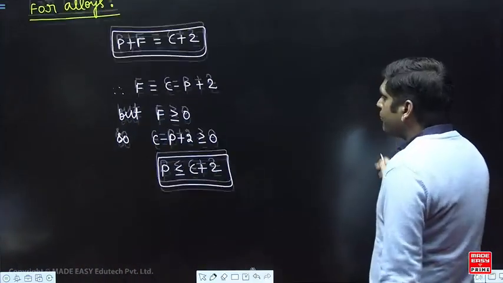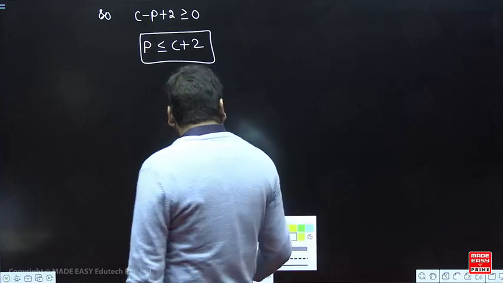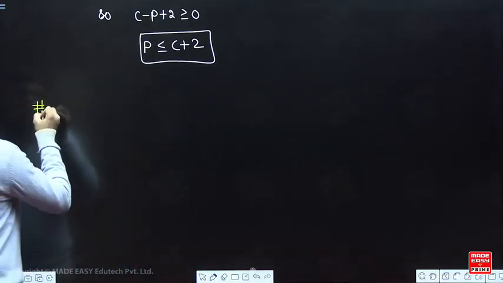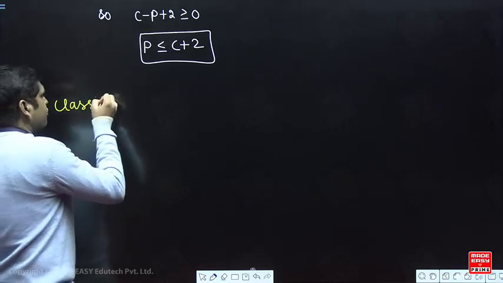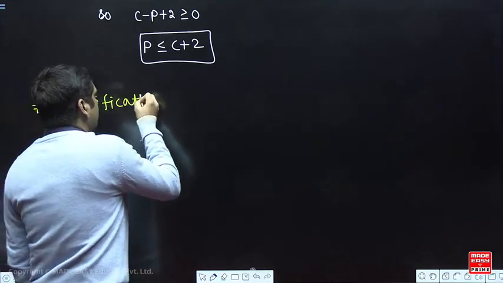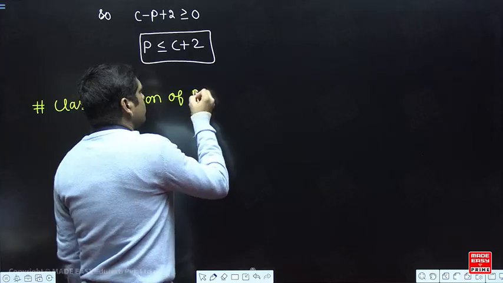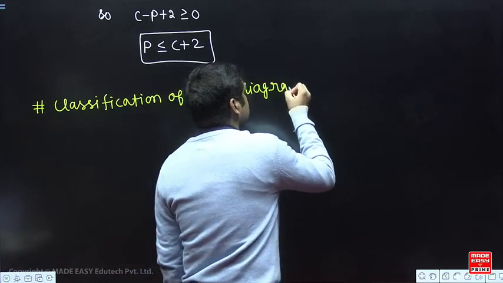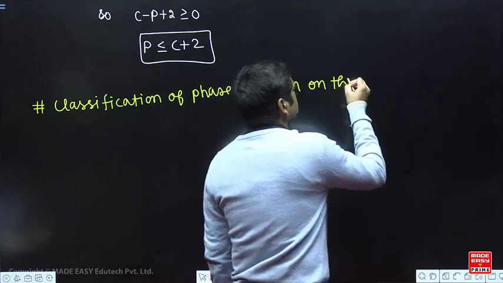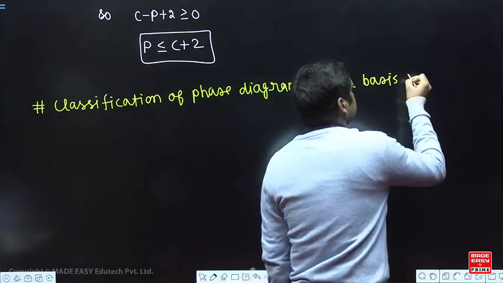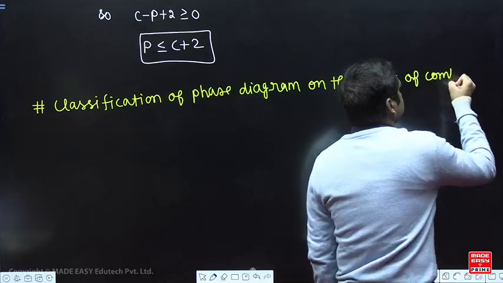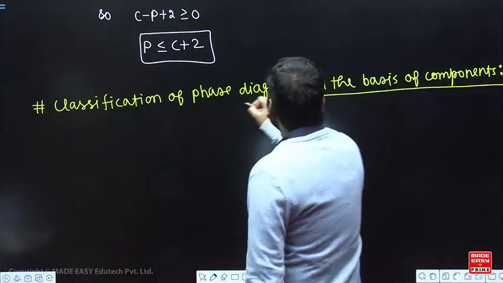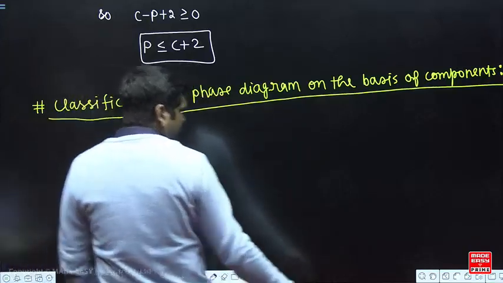On the basis of components, we can classify the phase diagram. So classification of phase diagram on the basis of components. Phase diagram on the basis of components.